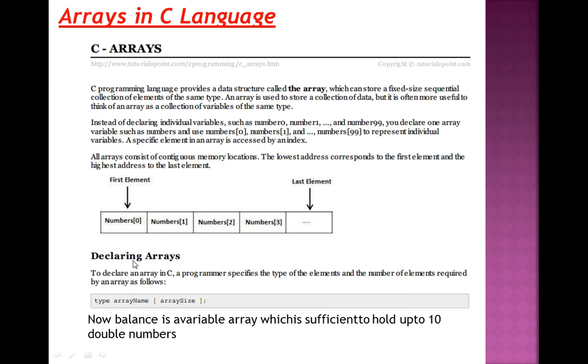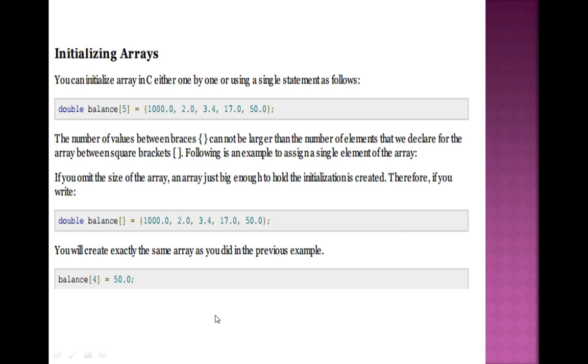Now, the next topic is declaring the array. How can we declare the array? This is the syntax: type, meaning data type, array name, array size. Suppose balance is the array variable, the type is double, and the array size is 10. The name of the array is balance, which is sufficient to hold up to 10 double numbers. The array size is 10 and the data type is double.